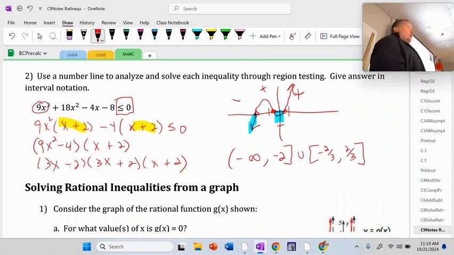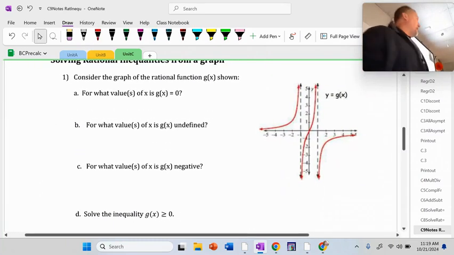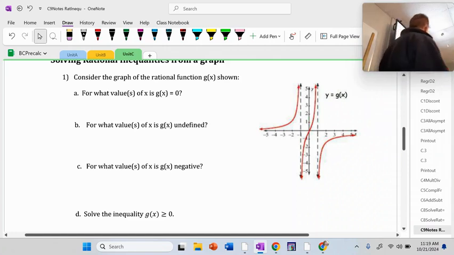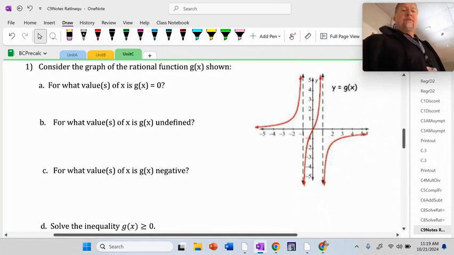Okay? All right. So now how does that translate to rational functions? The exact same way. Input, say it. Output. So if I'm, we'll break this all down. This is all slow enough. For what values is g of x equal to 0?